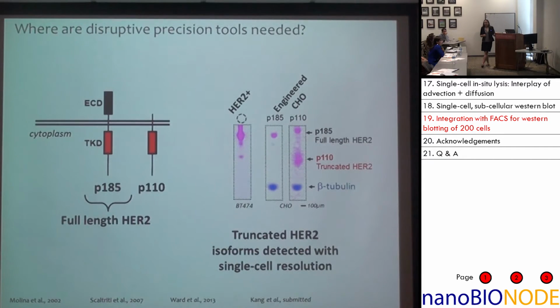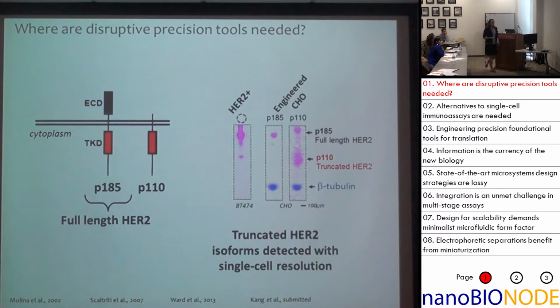And then the last thing I'll close with is to kind of complete the story. I mentioned earlier that it's difficult and in some cases impossible to measure these truncated isoforms with single cell resolution. What I'm showing you here is a HER2 positive breast cancer cell, this is the western. Here's the top of the lane, so this is where your large protein would be, the full length protein, this guy over here.